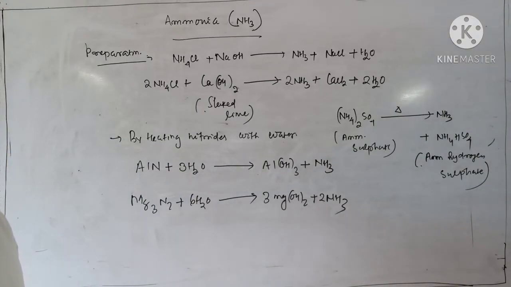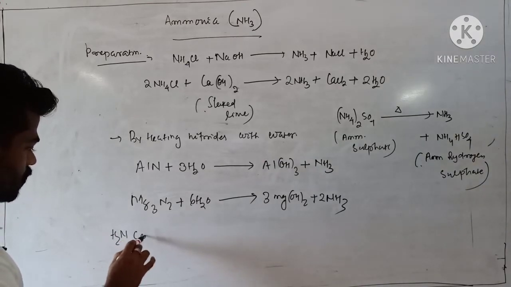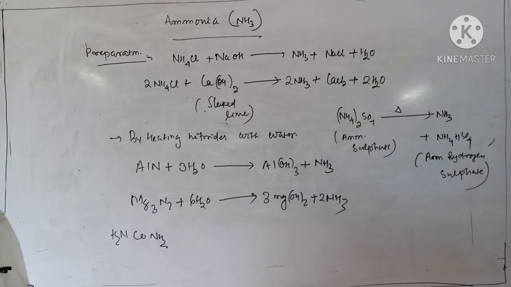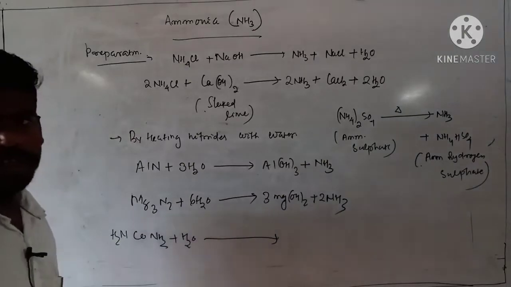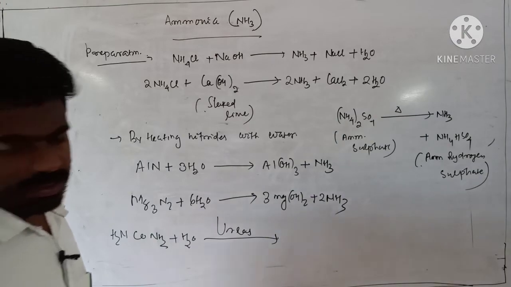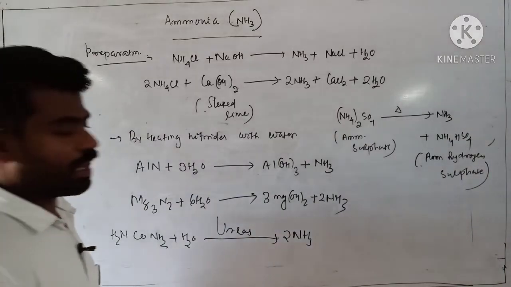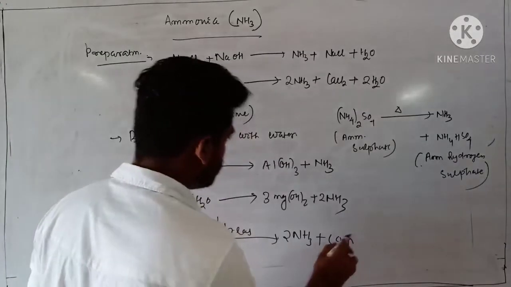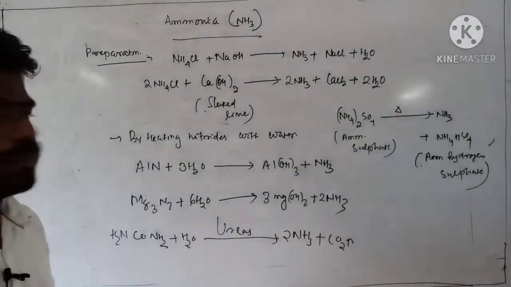Again, a very good method is there: urea is decomposed in the presence of the urease enzyme. The enzyme catalyzed reaction is NH2CONH2, this is your urea, plus water, the enzyme being urease, giving rise to 2NH3, 2 ammonia, plus carbon dioxide, CO2. So these are a few methods of preparation of ammonia.